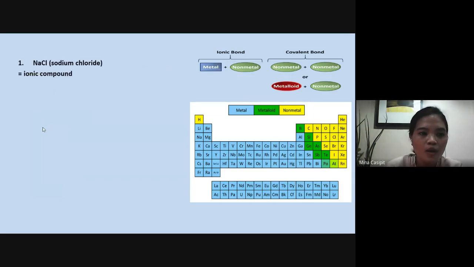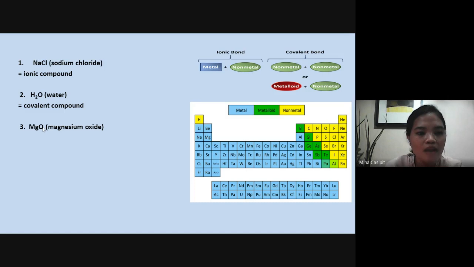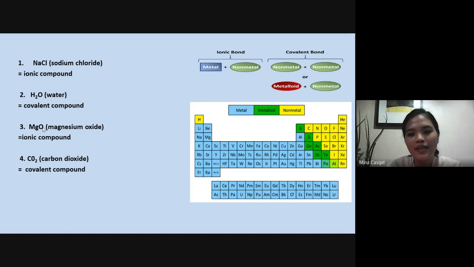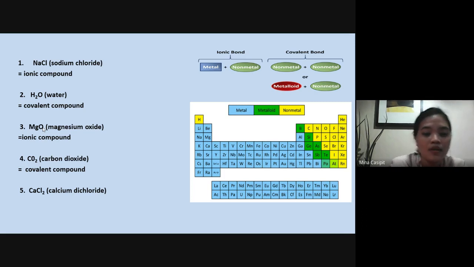So, we have here the answer. Number 1, sodium chloride, ionic compound. Water, covalent kasi 2 non-metal elements present. Number 3, MgO or magnesium oxide, ionic compound also. Number 4, CO2 or carbon dioxide, we have covalent kasi dalawang non-metal elements. And lastly, CaCl2, we have calcium dichloride or calcium chloride. And it is considered as ionic compound kasi metal and non-metal element.